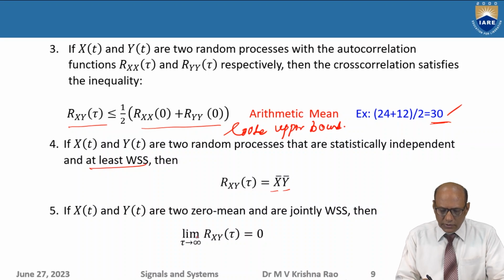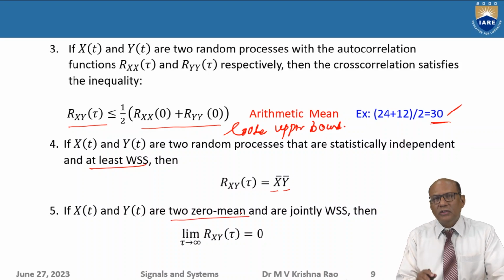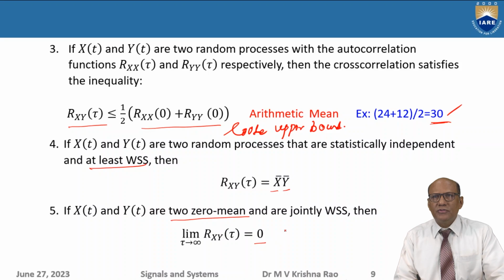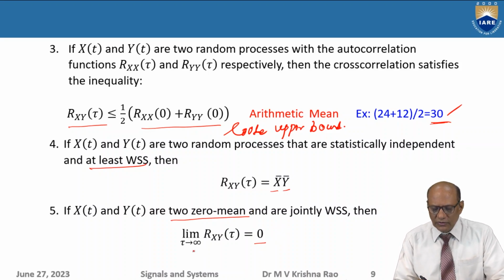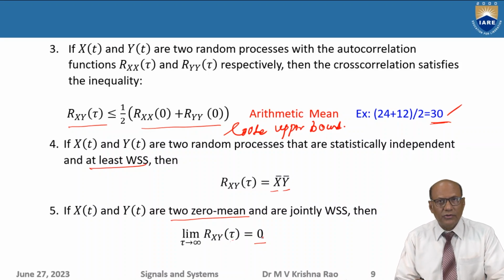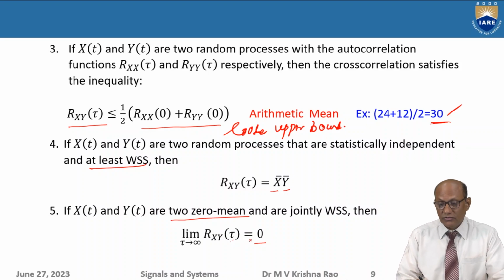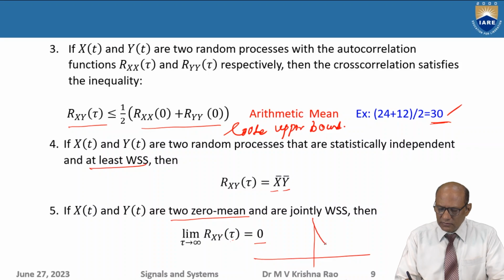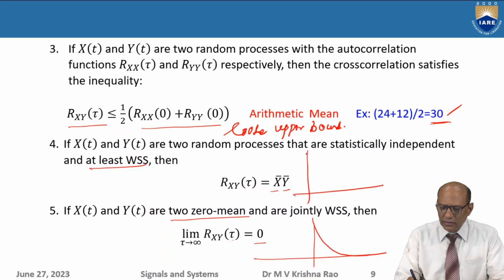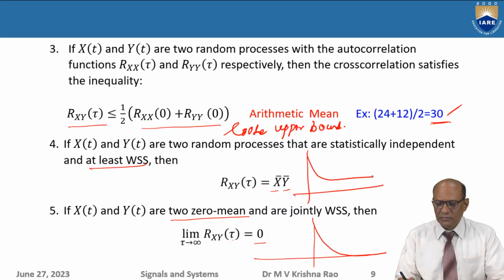And if both are zero mean processes, then in the limit it becomes zero, because they are zero mean processes. So at larger taus, it becomes zero. What it means is, if I have a cross correlation function between x and y like this, it asymptotically goes to zero on this side. Otherwise, in general, it won't reach zero; it will reach some pedestal and stop there.